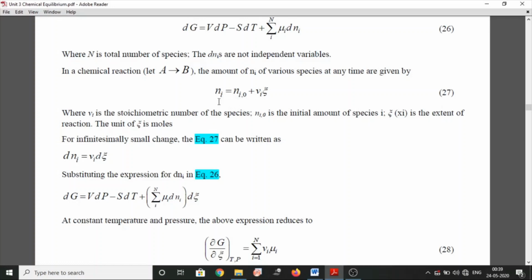So what are these terms? This N_i is understood, as I said, it is the number of moles of the ith species at any time of the reaction, and N_i0 is the number of moles at the starting phase of the reaction at 0 time. Nu_i is the stoichiometric coefficient of the ith species, and xi is the extent of reaction. This is a new thing. We will discuss more and more about xi.